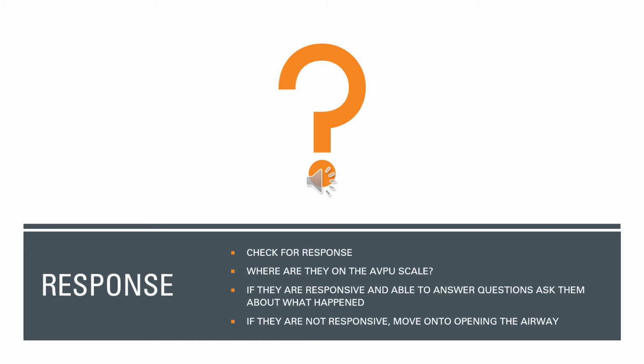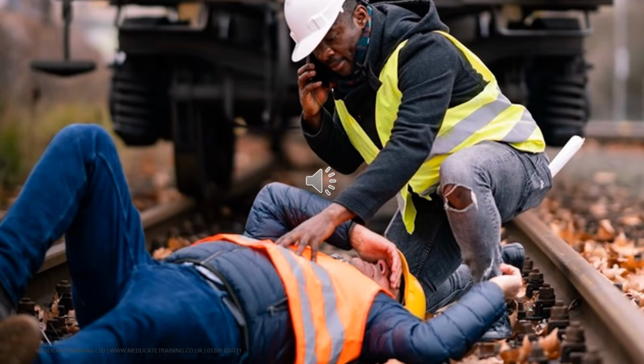Check for response. Where are they on the AVPU Scale? If they are responsive and able to answer questions, ask them about what happened. If they are not responsive, move on to opening the airway. In this scene, the first aider is using pressure with his fingers to try and get a response from the casualty.